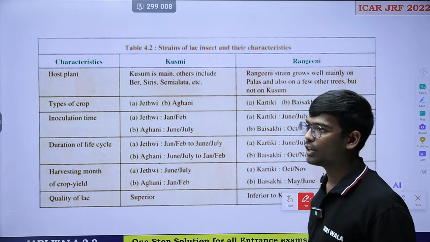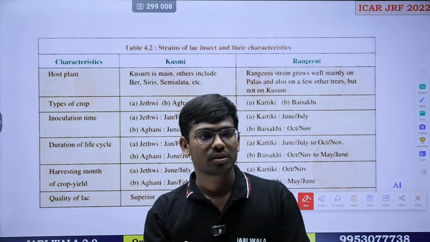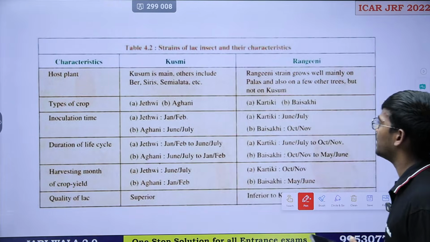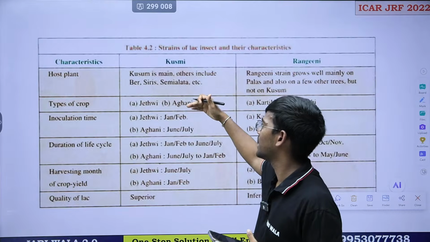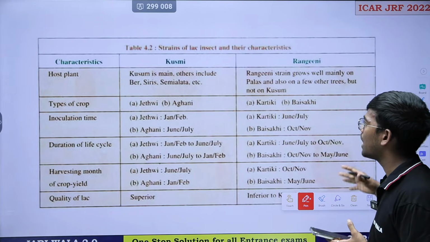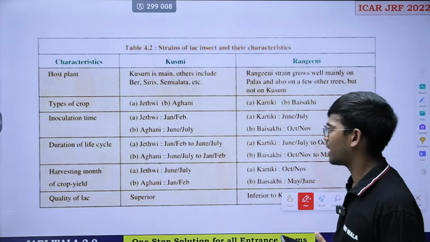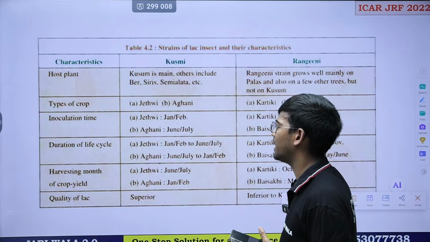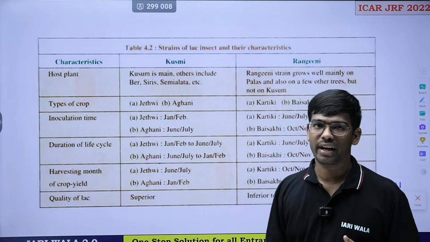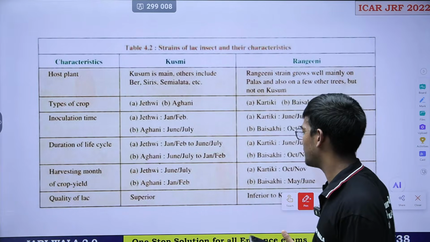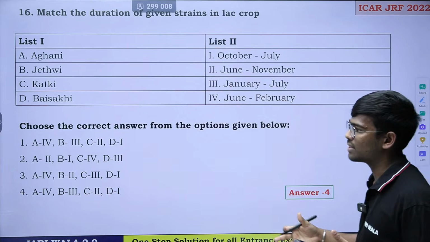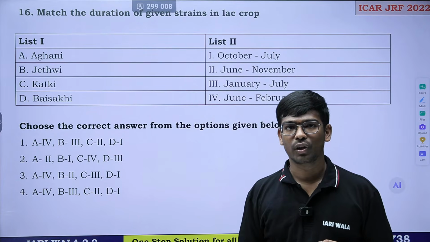Here we can see there are two strains in lac: one is Kusmi strain and one is Rangini strain. In that, the host varies, mainly ber. Here the host plants are ber, then semialata, like that. Here we can see not on the kusum, but the rest of the trees, and the Jetwi and Aghani crop. In Jetwi, the inoculation time was January and it ends by July. If you compare from these tables, it's important when the crop starts and when we harvest it. So you need to focus here.